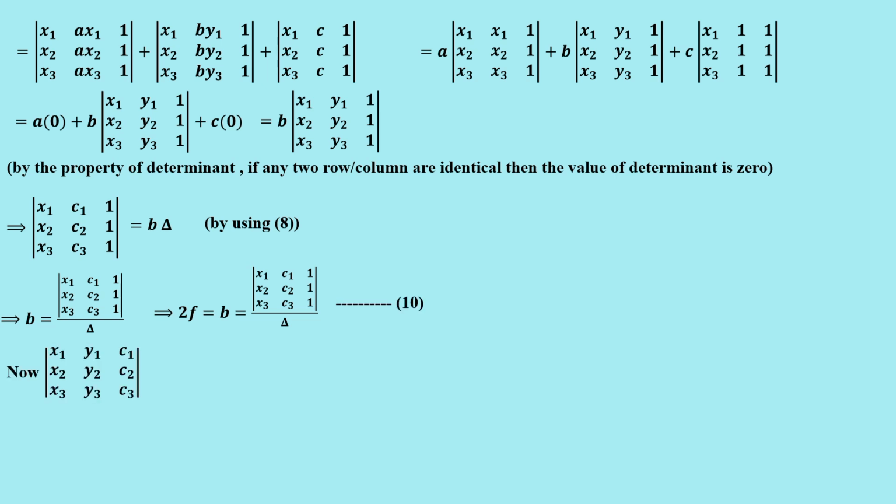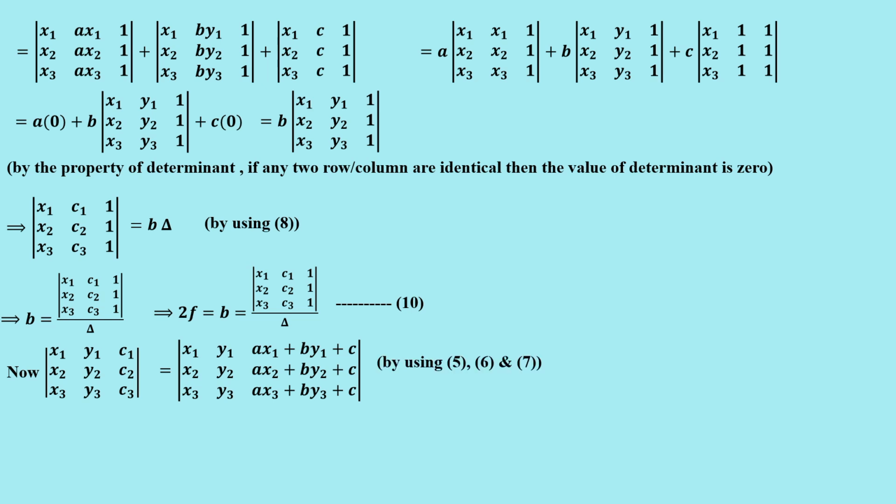Right? Next, now we are going to find the value of the determinant with first column x1, x2, x3, second column y1, y2, y3, third column c1, c2, c3. Now we are going to substitute the values of c1, c2, c3 again here, right? So the determinant becomes: first column x1, x2, x3, second column y1, y2, y3, third column ax1 plus by1 plus c, then ax2 plus by2 plus c, and third element ax3 plus by3 plus c, right? We are using equations 5, 6, 7.